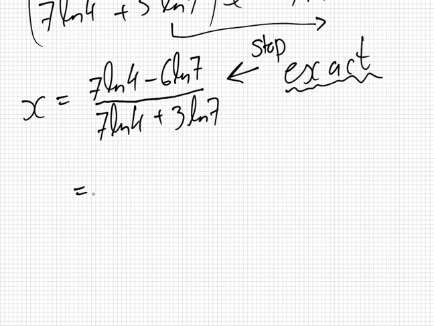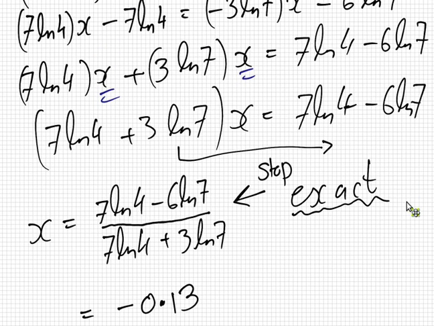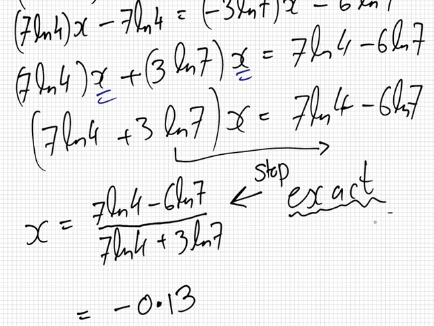So we have 7 log 4 minus 6. Oh, you have it already? The question says how many decimal places? 3 decimal places, okay. 7 log 4 plus 3 log 7. So, 2 decimal places. This answer will be minus 0.13. I've seen this in the exam many times.